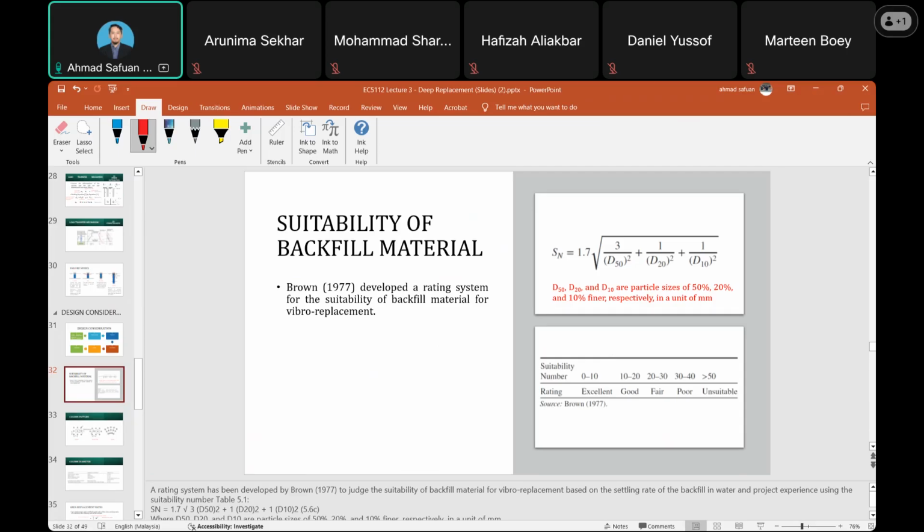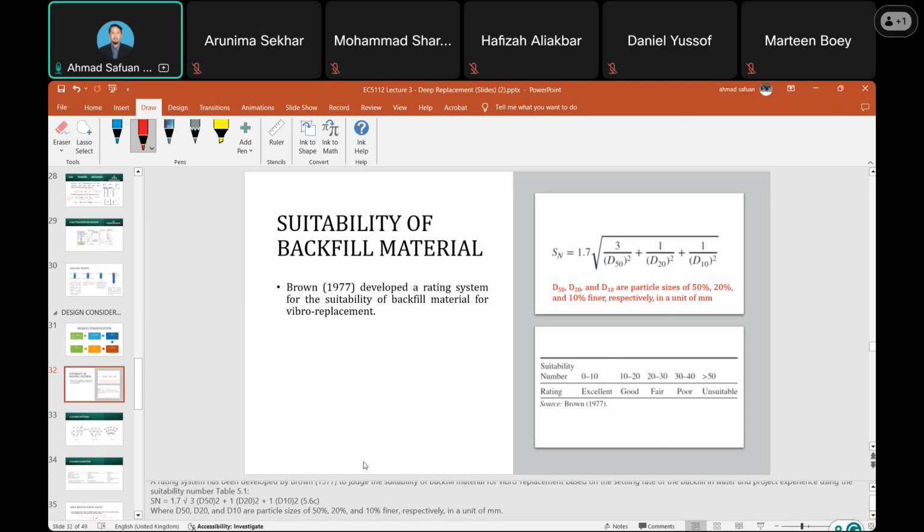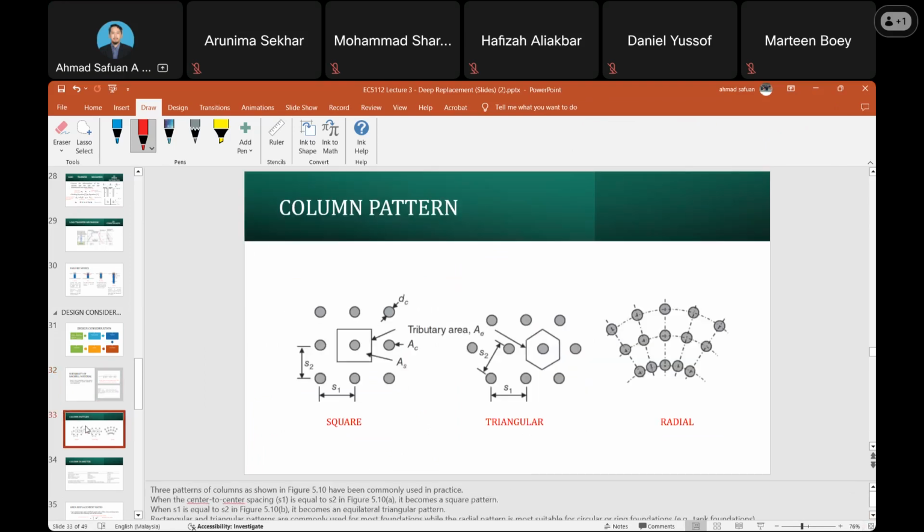So then we need to play around with the equations, with the particle size. Okay. So this is for the column pattern. We have the square, triangular, and radial. The common types of column pattern are square and triangular. Radial is not commonly used.